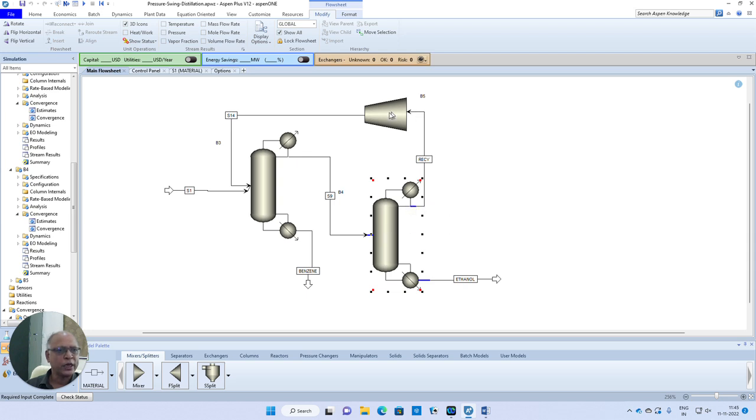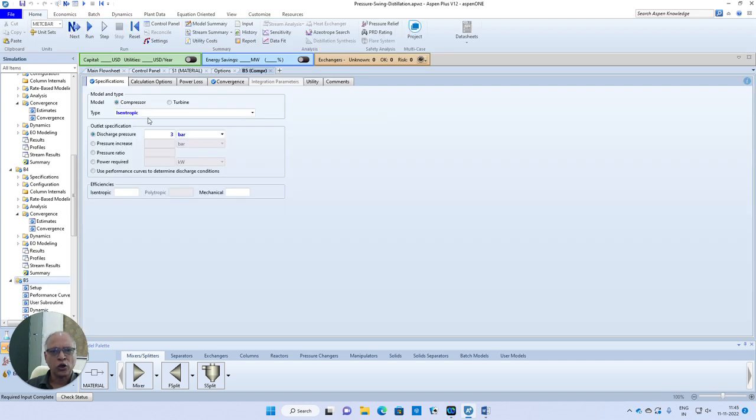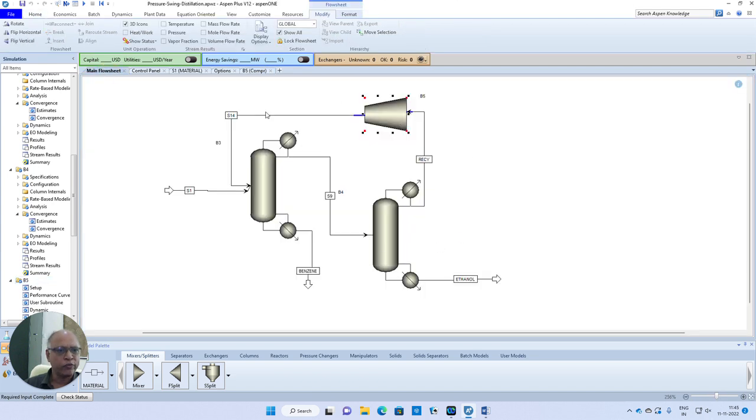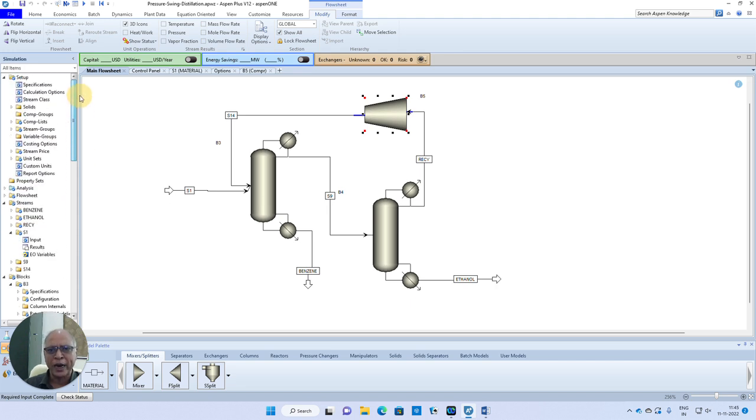Now we need to compress it back to 3 bar. So what I have done here is an isentropic compressor, the discharge pressure is 3 bar. For convergence, once again, you try to set it as vapor-liquid because the feed is vapor and liquid. Even if there is some amount of liquid present, we don't mind. Here also, increase the number of iterations.